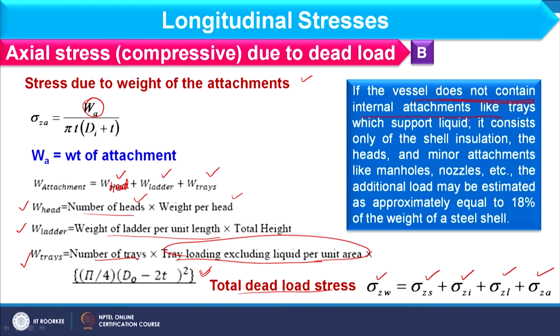So, if the vessel does not contain any internal attachments such as tray which supports liquid, it consists only shell insulation, the head and minor attachments like manhole, nozzle, etc. So, in that case the additional load may be estimated as approximately equal to 18% of the weight of the steel shell, right. So, in that way we consider different dead loads, and this section will continue in next lecture also, where we will complete the longitudinal stresses generated in the shell.